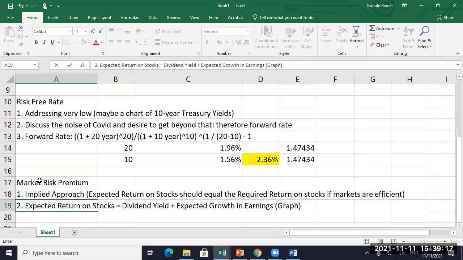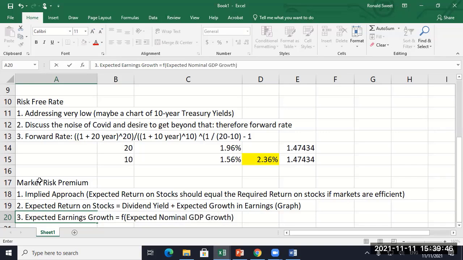It just shows the stock market over time and shows dividend yield plus expected growth in earnings over time and shows that they're somewhat together until the last few years. Remember the last few years, they got somewhat separated. Then we say expected earnings growth should be a function of expected nominal GDP growth. That makes sense, right? Corporate earnings can't grow 12% if the economy is growing 5%. If the economy is growing 5%, corporate earnings should be 3-4%. It should be close to that.